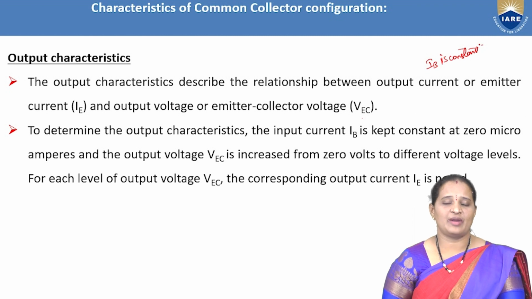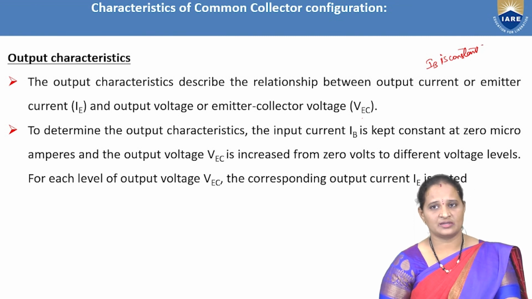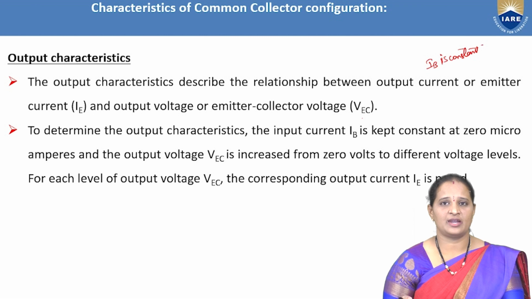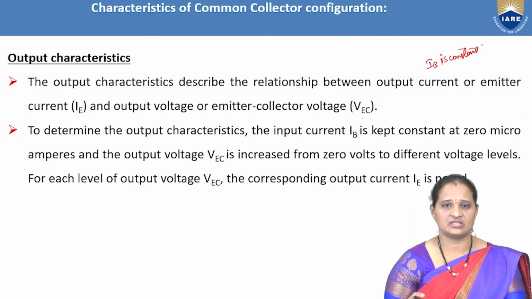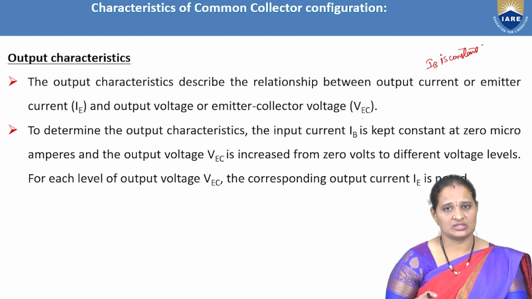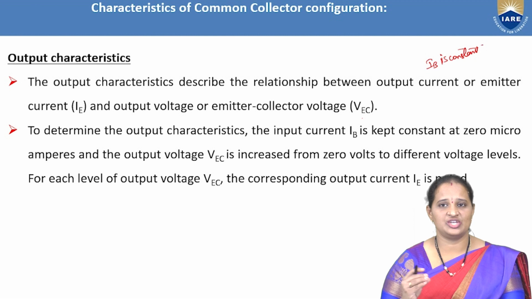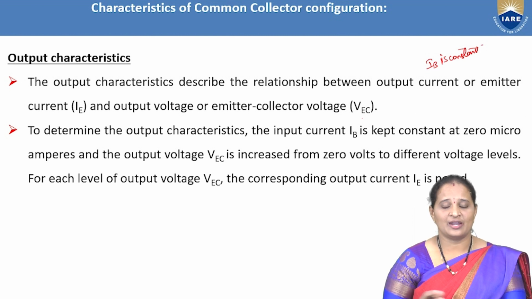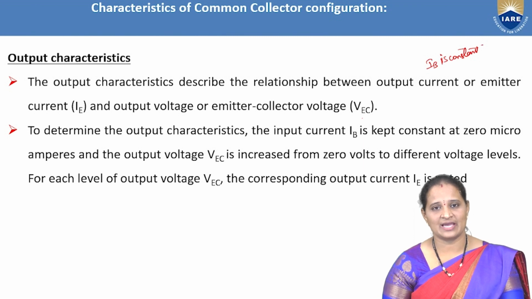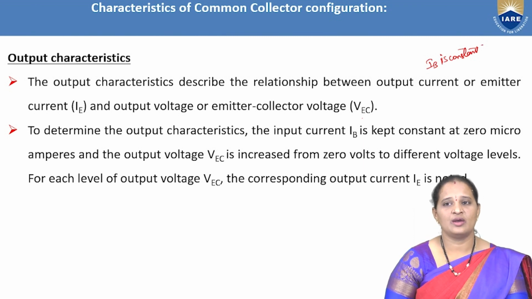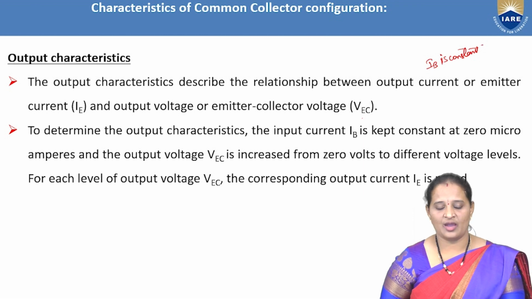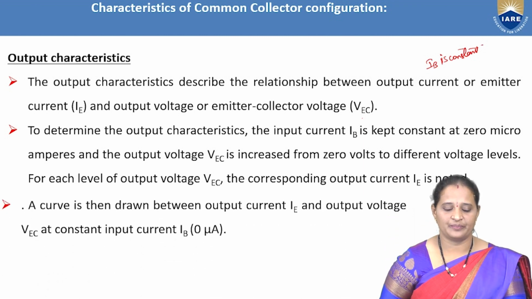Now, to determine the output characteristics, first keep the input current IB at some constant value. Initially we will be keeping IB at 0 as constant. That means open circuiting the input, and recording the values of output current by changing the output voltage in steps, and drawing the graph between output voltage, taking VEC on the x-axis and output current IE on the y-axis. So we can draw the characteristic curve here.